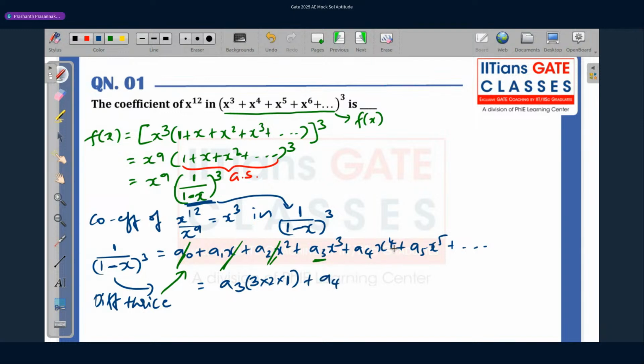Plus a4 and what will this come to? 4 into 3 into 2, so 24x. Plus so on. The important part about this so on part is this x term. It will be there. Okay. So let me differentiate this first. I'll do that to the side over here.